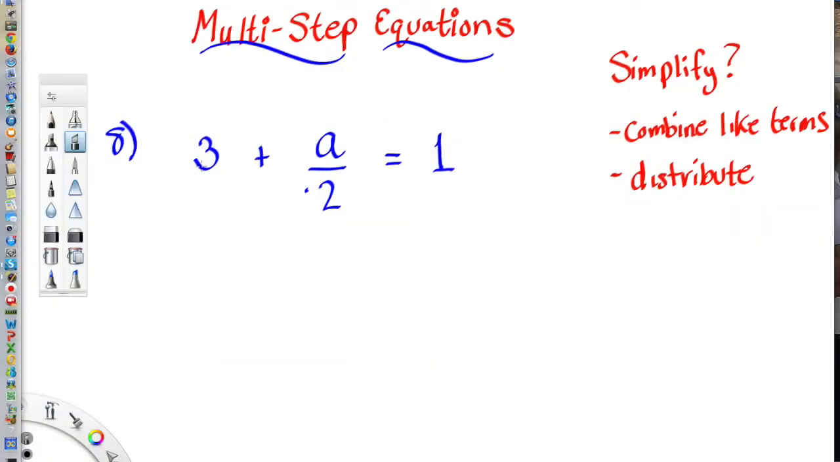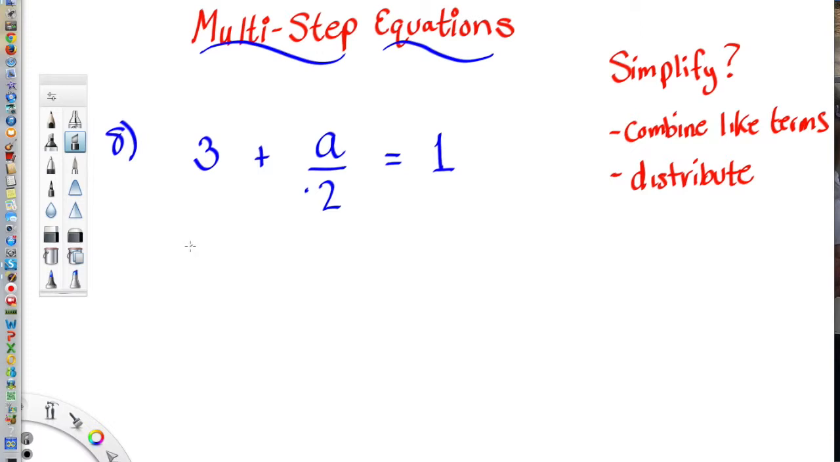Number 8, we have 3 plus a divided by 2 is equal to 1. Well, can we simplify? Are there any like terms to combine? No. Do we need to distribute? No. So now we go to our next checklist. Is there anything being added or subtracted on the variable side of the equation? The answer is yes. We're adding 3.